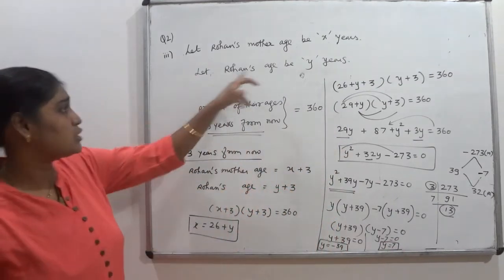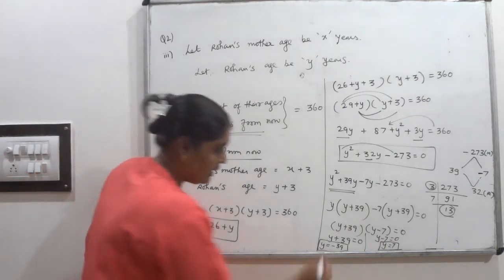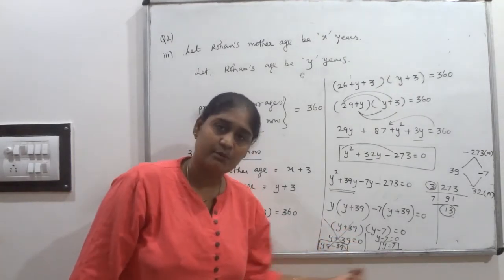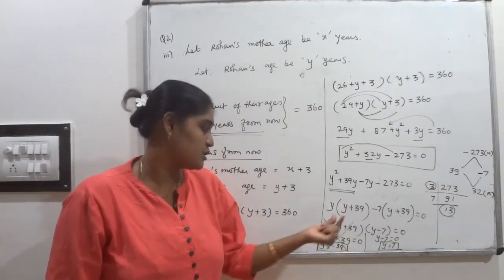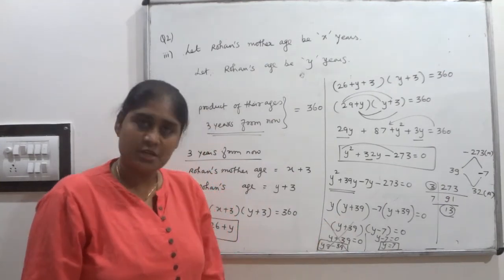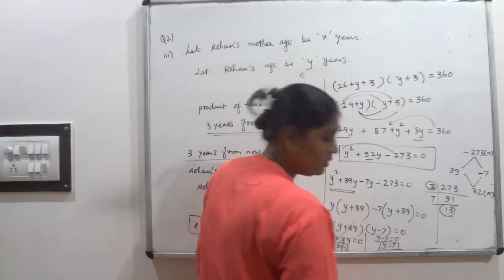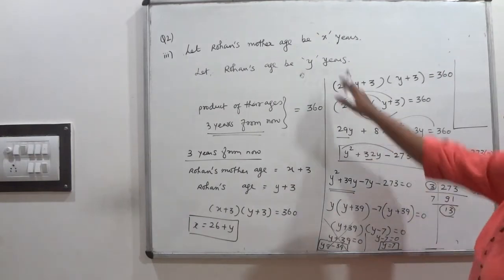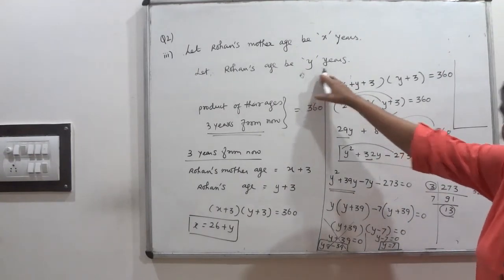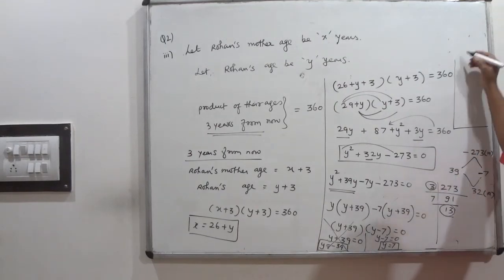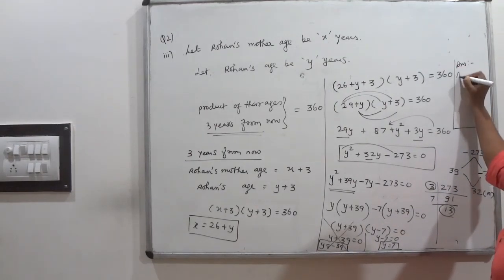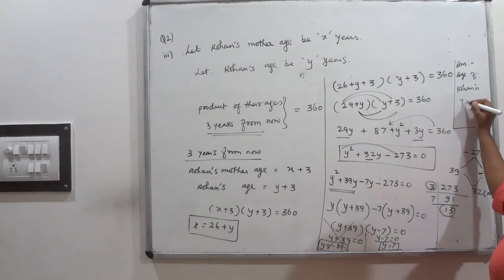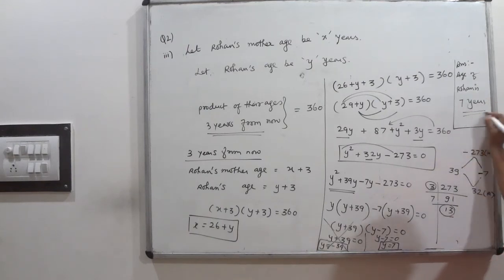Why did I take Y? Rohan's age. So age cannot be negative. That's why I have to cancel out this factor. You have to write the statement also: ages cannot be negative, that's why we have to eliminate the factor Y plus 39. And what Y value did you get? That is 7. So write it here. They asked only for Rohan's present age, which is Y. The Y value I got is 7. So write it in the answer: the age of Rohan is 7 years. Okay, that's all. Thank you.